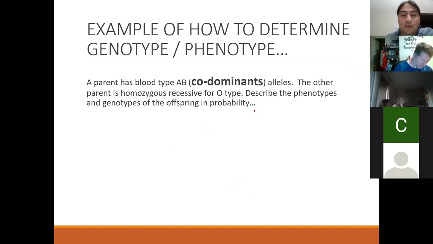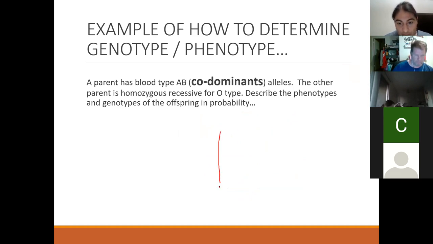All right, so you're getting the hold of these ones. So let's go a little bit more complicated. We're going to last for another 20, 30 minutes over here, because this is going to help you a lot for the extra credit for the lab on Wednesday. So a parent has blood type AB.